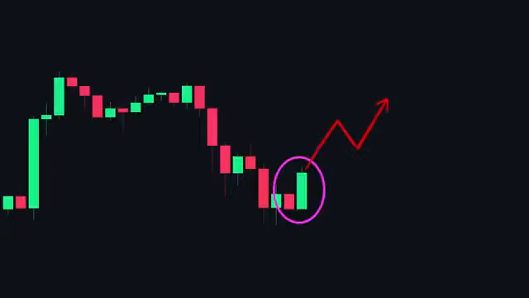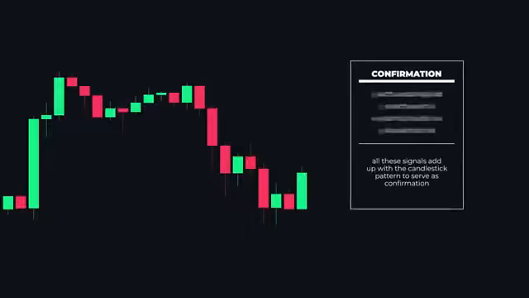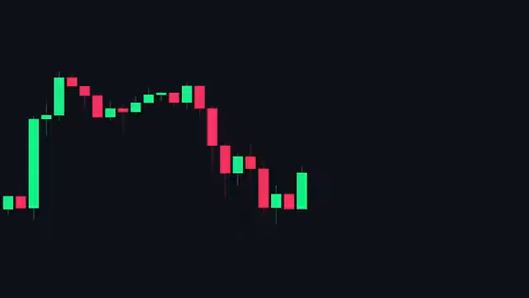This is because the pattern shows that buyers have grown stronger, as seen by the large green candle pushing the price higher than the previous red candle, indicating a possible reversal. The bigger the second candle, the greater the chance of a price reversal. To trade this pattern, we should confirm other factors to support our bias, which we'll discuss later. However, if you see a valid bullish engulfing pattern form, you can enter a buy position at the close of the large candle, with your stop loss set at the bottom wick of the green candle.